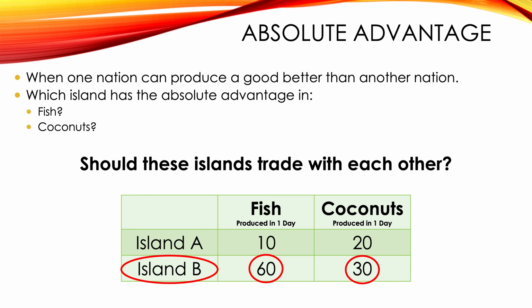So can Island A and Island B both benefit from trading with each other? That's the question we're posing here. At first, it doesn't seem so. It seems like Island A could do a lot better from trading, but it doesn't necessarily look like Island B would be better off by trading with Island A. It looks like they should just keep to themselves. But as it turns out, the answer is not so simple.